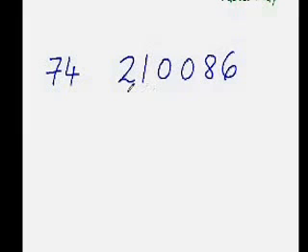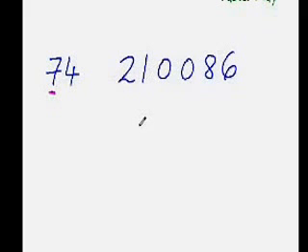So let's find out what this number divided by 74 is. So once again, take 7 as your main divisor and this 4 as your unused digit. 7 will go how many times in 21? 7 times 3 is 21.